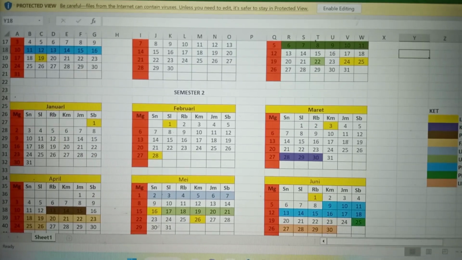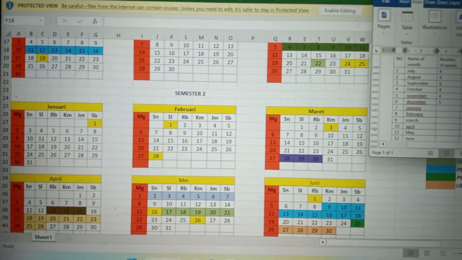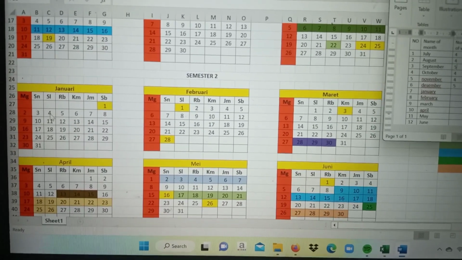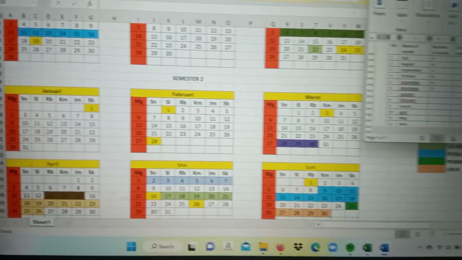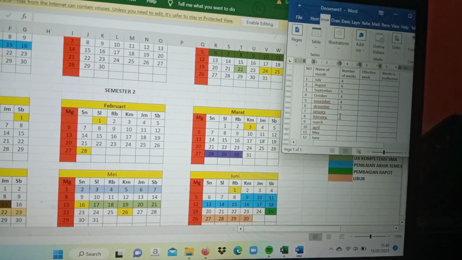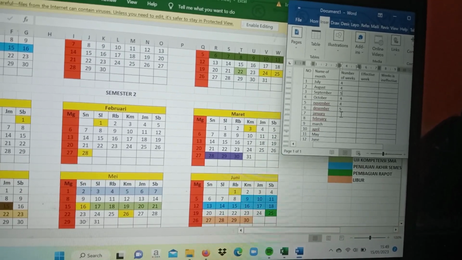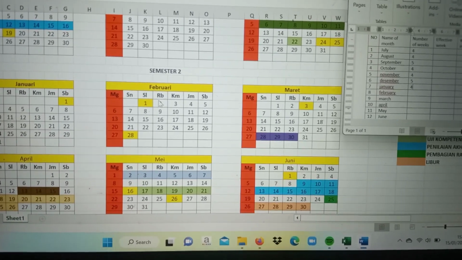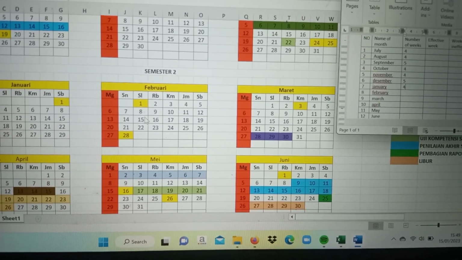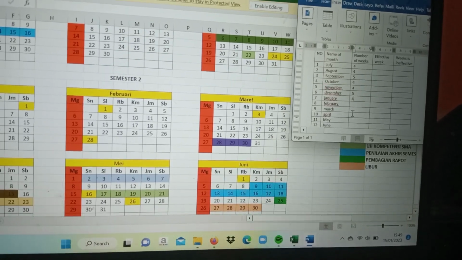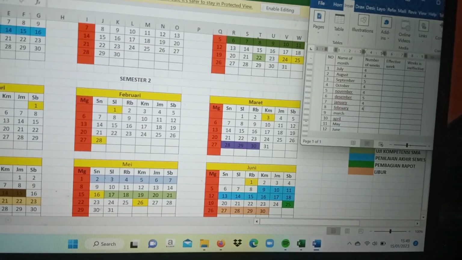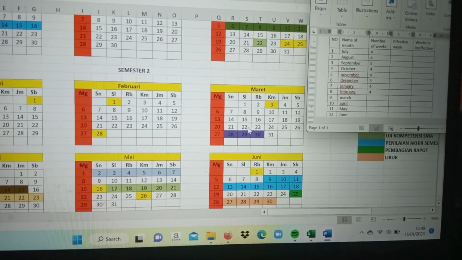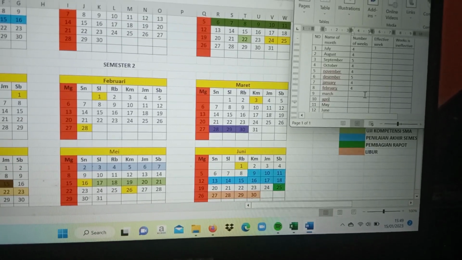In semester 2, it starts from January. In January, we can count 1, 2, 3, 4. So in January, the number of weeks is 4. Next in February. In February, there are 1, 2, 3, 4, so 4 weeks. And next in March. In March, there are 1, 2, 3, 4, 5 weeks.